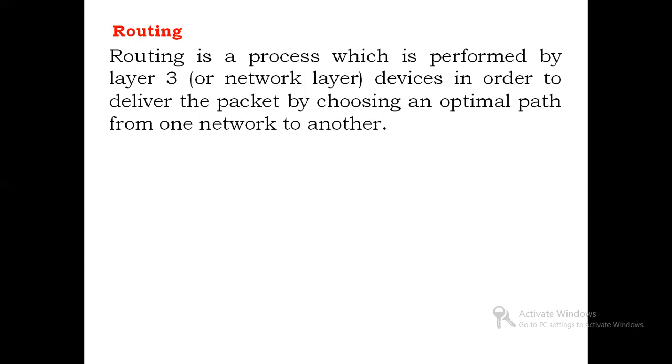For example, from the 1.1 network to the 2.2 network, or 1.1 to 1.2 network, whatever it may be, if I need to send a packet across networks, if the destination is not within a network but outside it, I should go with the process called routing. So in general, routing is a process used for inter-network communication. Routing is performed by layer 3 devices in order to deliver the packet by choosing an optimal path from one network to another network.